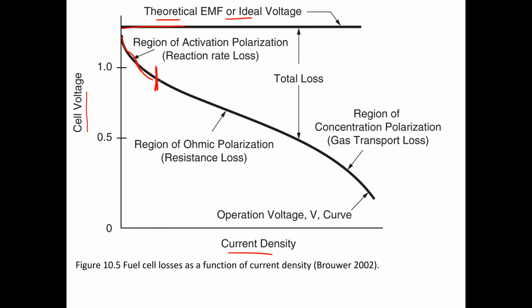And then as you're drawing more current, you just have a drop in voltage in accordance with Ohm's law. And then there's a zone here that you approach when your current draw is getting to a high enough demand that your voltage just drops off because the fuel can't keep up.